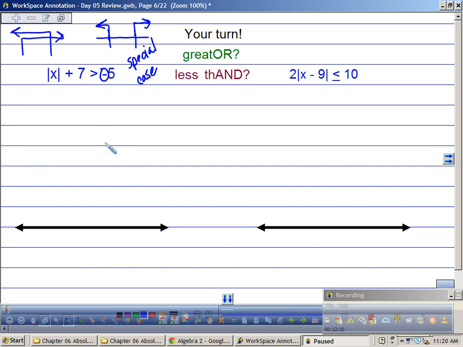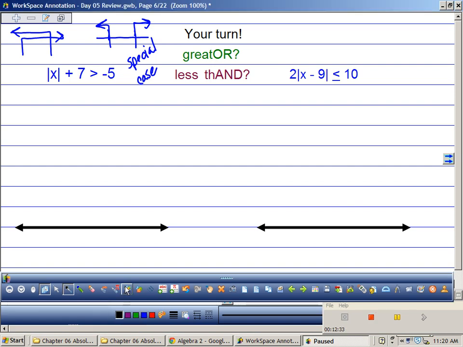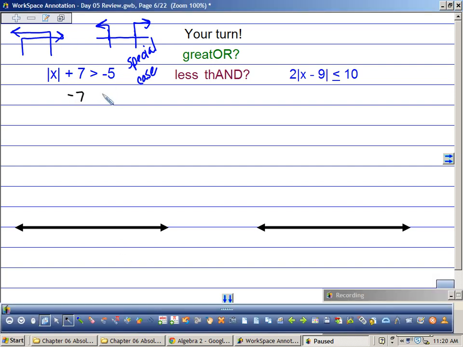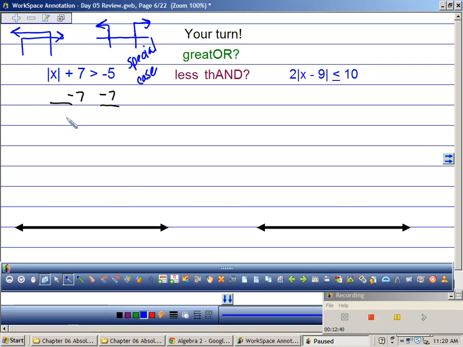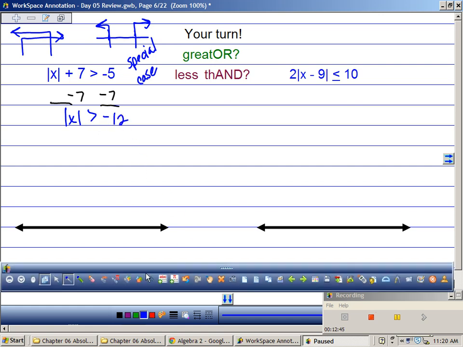So what's the answer that's going to be? Before even doing it, I already know what the answer is when I think about what it means. Okay? So it should look like this. It's a special case, so it's going to switch. All right? All right, so what's my first step? Isolate. So let's isolate by subtracting 7 from both sides. Then I'm left with the absolute value of x is greater than negative 12. What's my second step?